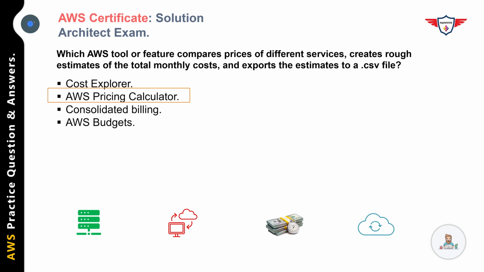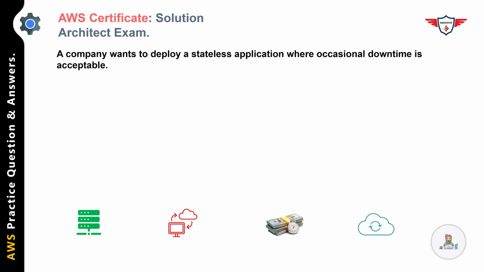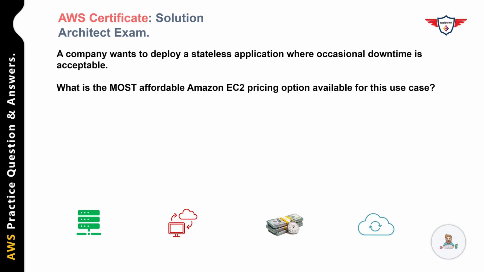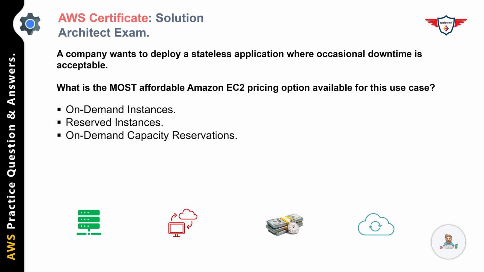A company wants to deploy a stateless application where occasional downtime is acceptable. What is the most affordable Amazon EC2 pricing option available for this use case? And your options are on-demand instance, reserved instance, on-demand capacity reservation, and last one is spot instance. The correct answer is spot instance because it provides a discount of up to 90% off on-demand pricing. Spot instances are suitable for workloads that can accommodate occasional downtime.